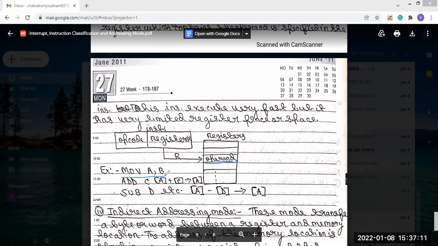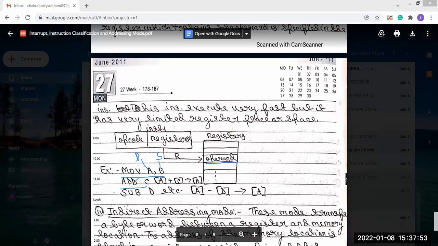In the first case, MOV A, B: A is the destination register, and B is our source register. That means the content of B is moved to A. From the source register's content, it is moved to the destination register. So this can also happen.